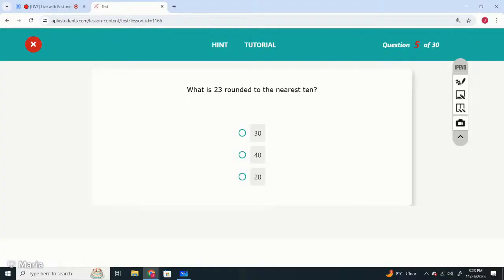What is 23 rounded to the nearest 10? 23 is rounded to 20. Very good. Option number 3 is the correct option.